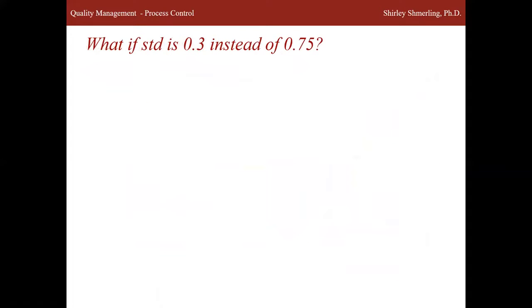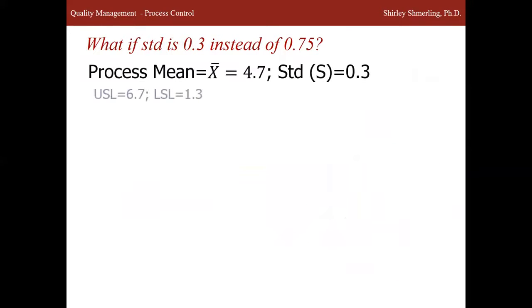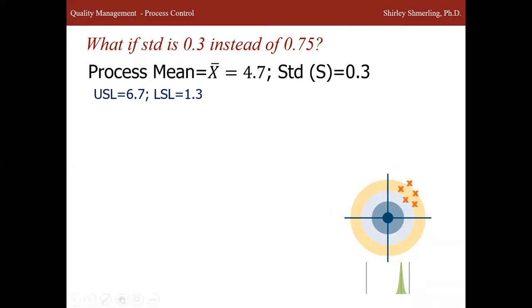Let's look at one more example. What would happen if the standard deviation, instead of being 0.75, was 0.3? Visually, you will see that the spread of the process is much closer together because the standard deviation is smaller. Again, we will calculate the indices. In this case, the capability index is 3.